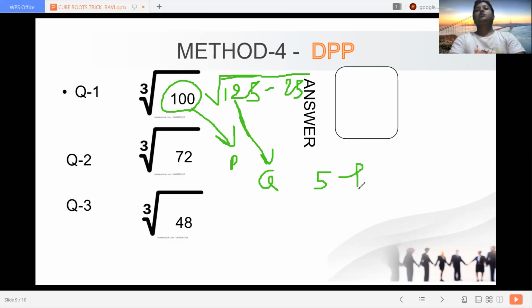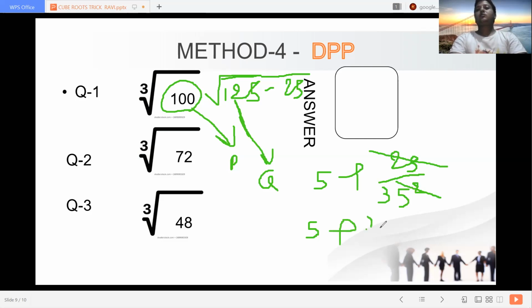plus P minus Q, which is 25, divided by 3 multiplied by the square of the cube root of 125, which is 5 squared, 25. Therefore they cancel out. 5 plus 1 by 3 means 5 plus 0.33.